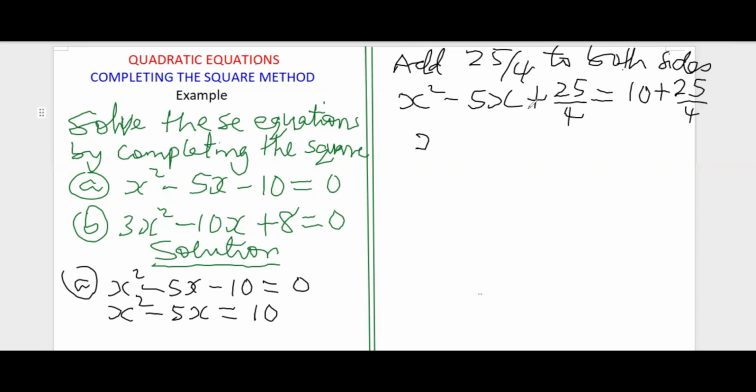Factorize it, the letter, then half of the coefficient, that is minus 5 over 2 squared. If you expand it, it gives you the whole of these three terms. So equals to, simplify this one. This one is 10 over 1. Just say 4. 1 in 4, 4. 4 times 10, that is 40. Plus 4 in 4, 1. 1 times 25, that is 25.